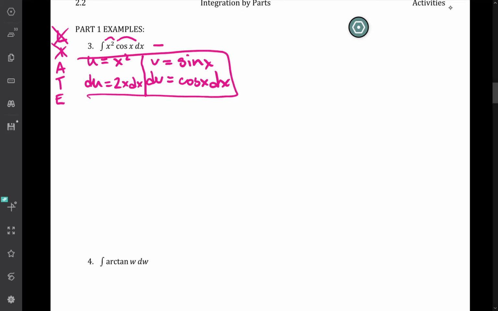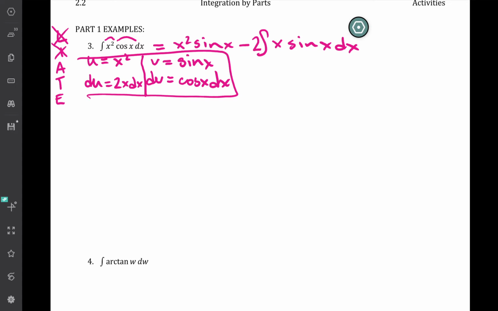And this tells me that my integral is equal to u times v, x squared sine x, minus the integral of v du. So that's going to be 2x. I'm going to go ahead and move the 2 out in front. Sine x dx. So I think I said this in an earlier one. There's a lot of trouble that can happen with negatives, and constants can get tricky as well. So I try to really get into that habit of moving those things out in front of my integral when I'm doing by parts.